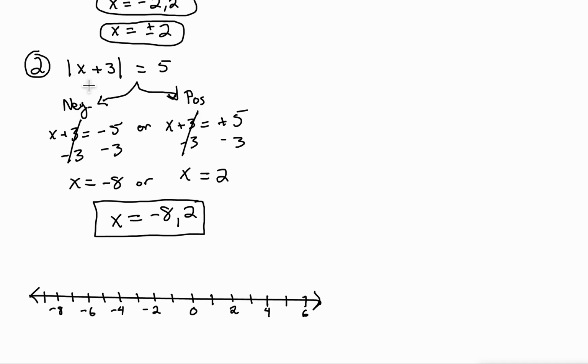These are the solutions that make this absolute value equation true. If we substitute negative 8 in, negative 8 plus 3 is negative 5, and the absolute value of negative 5 is a positive 5. If we substitute 2 in, we get positive 5, and the absolute value of positive 5 is 5. When we plot those solutions, we plot them down here. We've got negative 8. Remember, we plot the points on the number line.